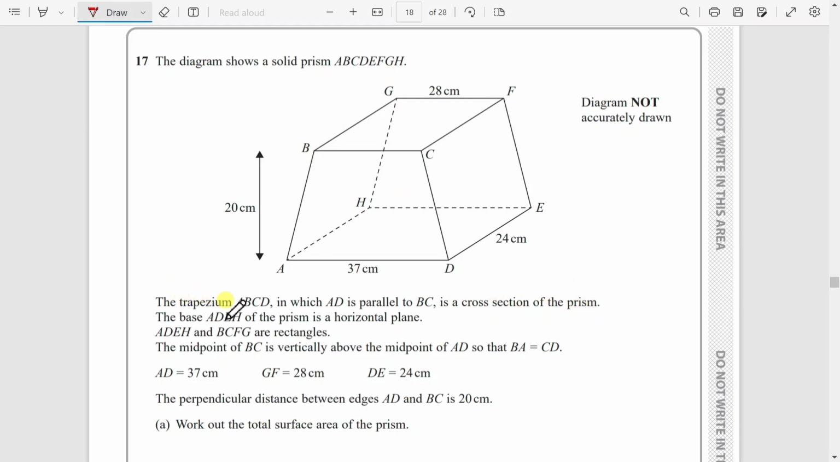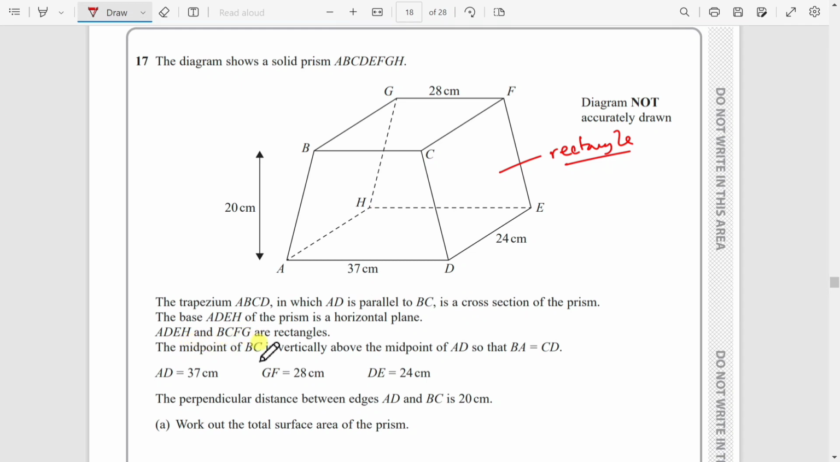Okay? The base ADEH of the prism is a horizontal plane. Now, we can see that ABEH and BCFG, so we're talking about the left and right panels, they're both rectangles, yeah? So it kind of helps to label this a bit. Just make sure to always be clear this is a rectangle. So rectangle here, rectangle there, and 2 trapeziums in the front and back. And then you've got some sort of rectangular base as well.